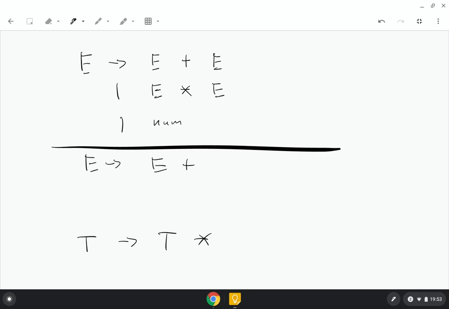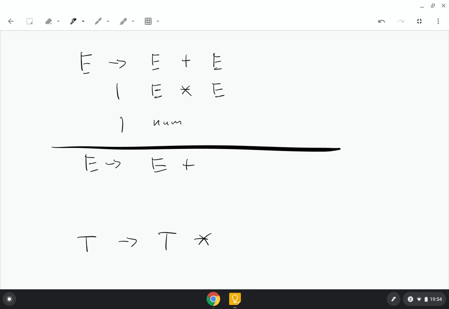But how are they related to each other? So I can, if I do, well, let me just tell you the answer since I have a lot to get to today. So the way we're going to do this is we're going to create new non-terminals for expressions, terms, and factors.